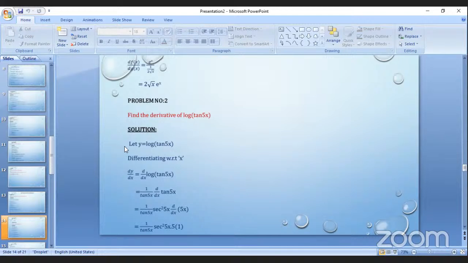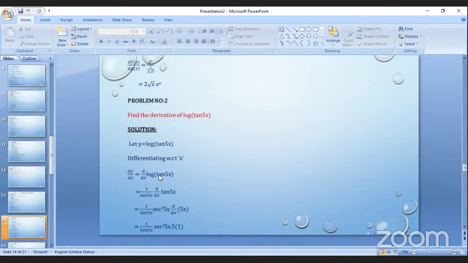Solution. Let y equal to log tan 5x. Differentiate with respect to x. dy by dx is d by dx of log tan 5x, where the differentiation symbol with respect to x is d by dx. First of all, in log tan 5x, tan 5x is treated as x.